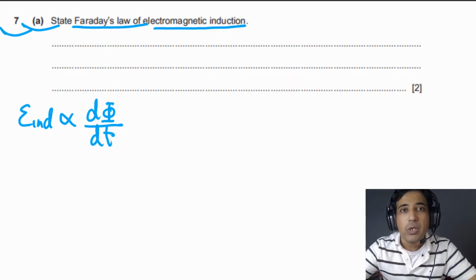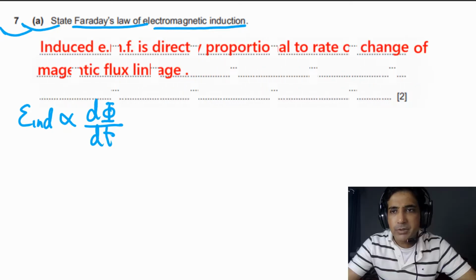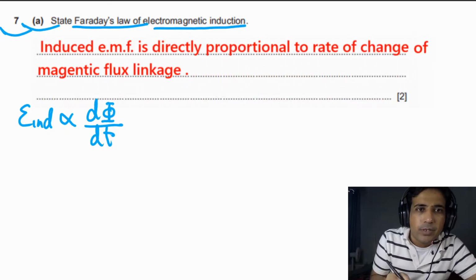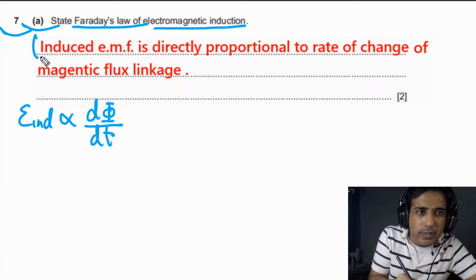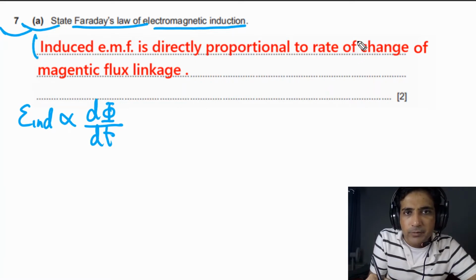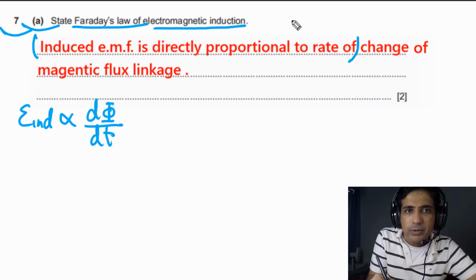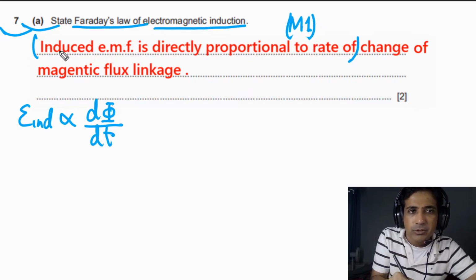Let me show you how you can write down your answer. This is how you can write down your answer for this question. In your answer, you have to mention induced EMF is directly proportional to rate of. If you write down this, you will get 1 mark, and that is M mark. Means must mark. It has to be in your answer. Means you have to write down this one in your answer, then you will get M mark.